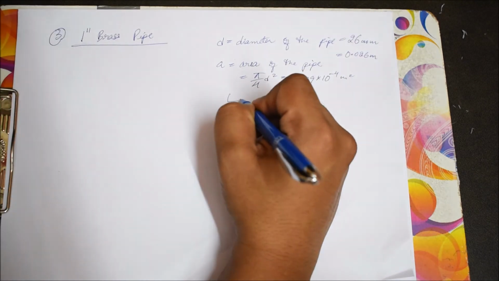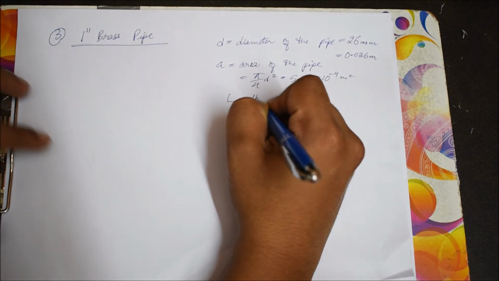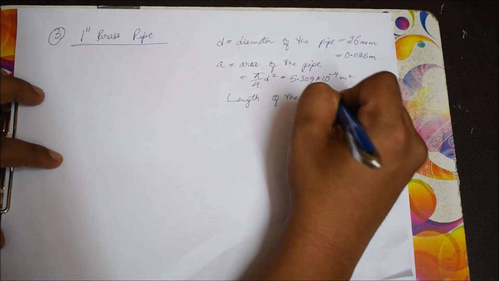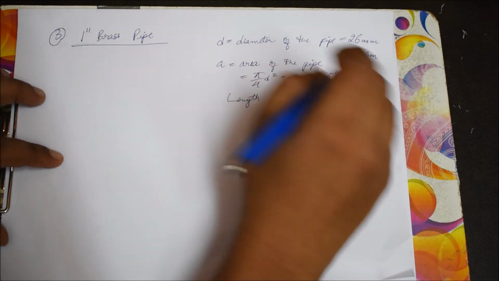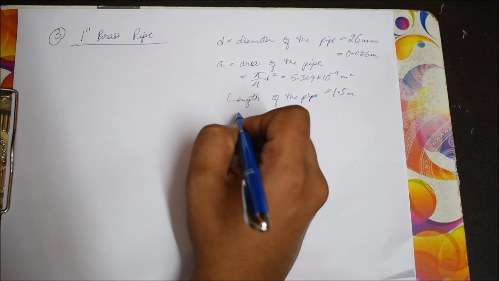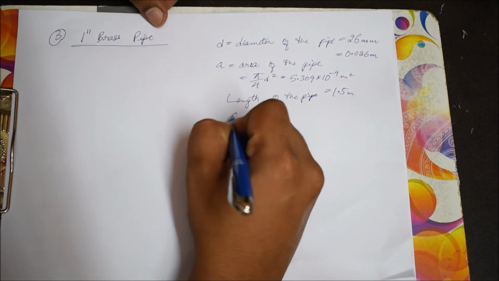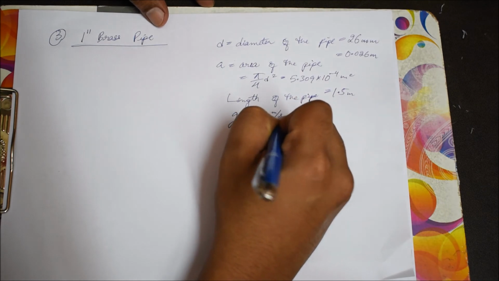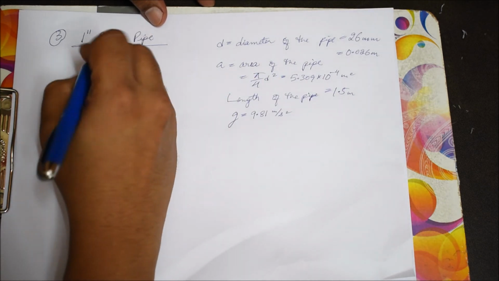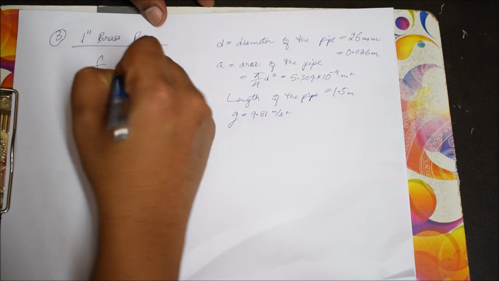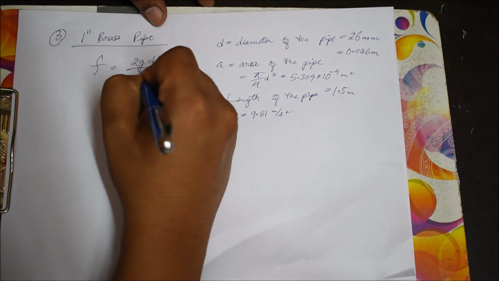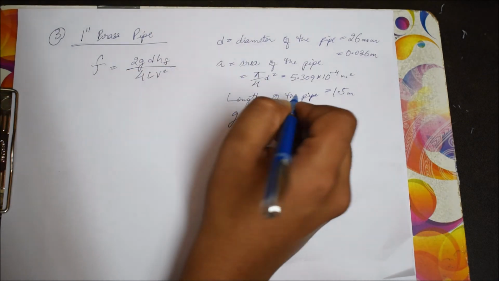So we know that the length of the pipe is equal to 1.5 meters, and G we are considering as 9.81 meter per second square. So for calculating friction factor, F is equal to 2G D HF divided by 4L V square.